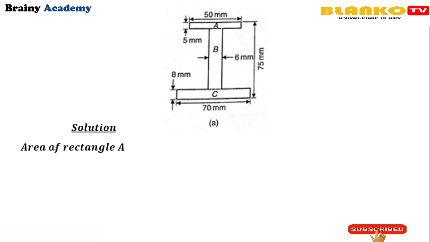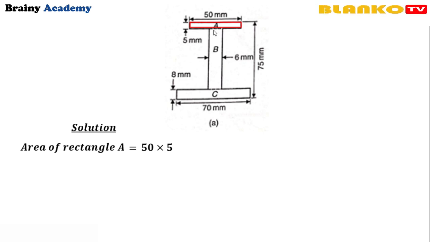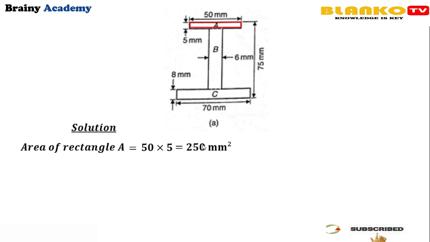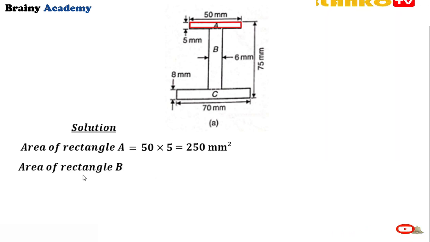So let's find the area of rectangle A. This is rectangle A, and it's equal to what? 50 by 5. So the length is 50, and the breadth is 5. So the area of rectangle A is 50 times 5, that is the length times the breadth, and that is going to give us 250 millimeters square. Area of rectangle A is 250 millimeters square. All right, so let's move on to find the area of rectangle B.